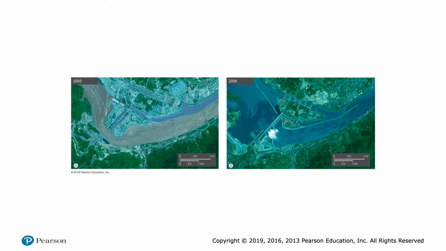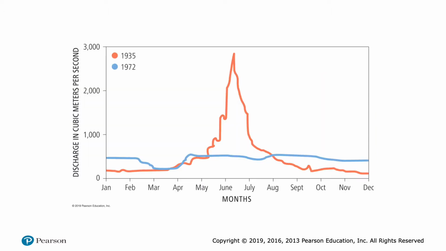This is a look at the world's largest dam, showing satellite images taken in 2000 and 2006, showing how the floodplain of that area is now completely flooded and many people lost their homes due to that.